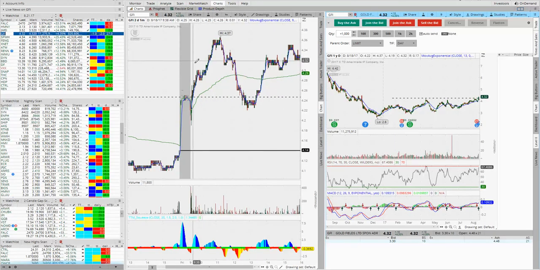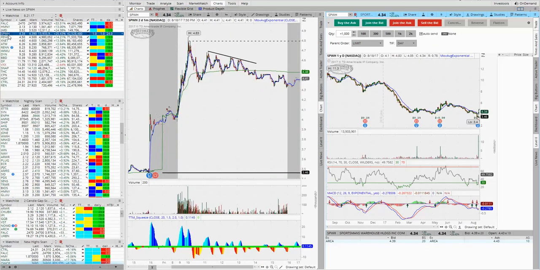GFI, this is another stock that I put on because I wanted to review it with you. It's not on my watch list, so let me take that off. SPW, the reason why this is on my watch list is because this had this crazy spike from 3 to 4, all right? And I've traded this stock before.